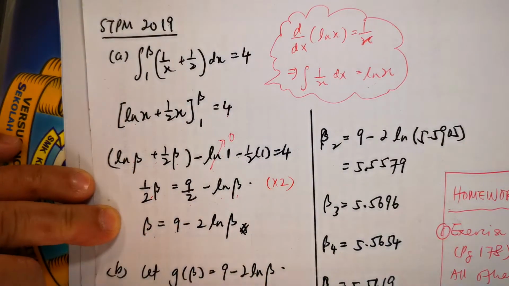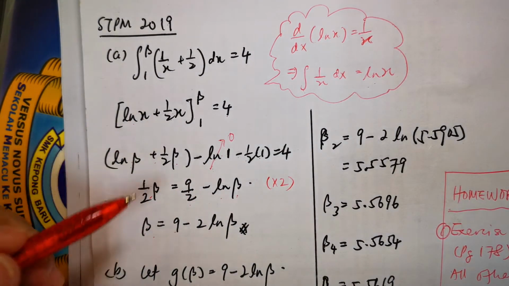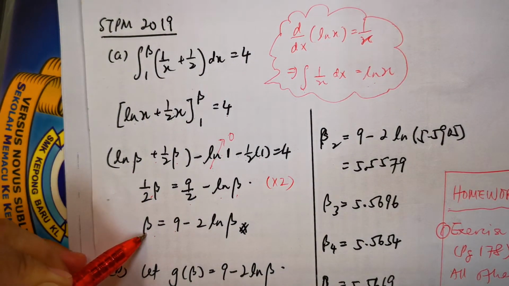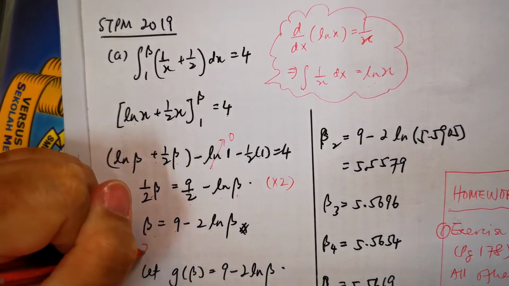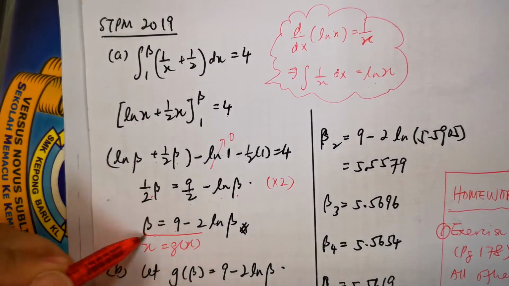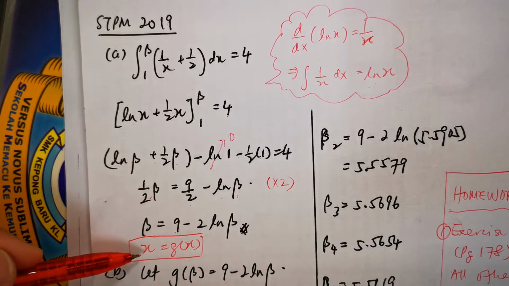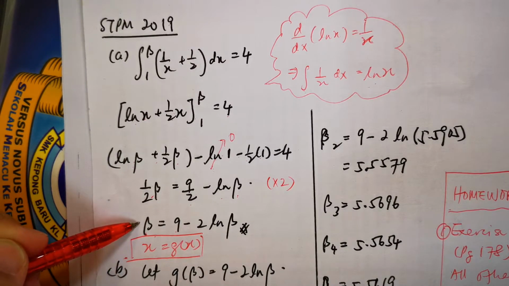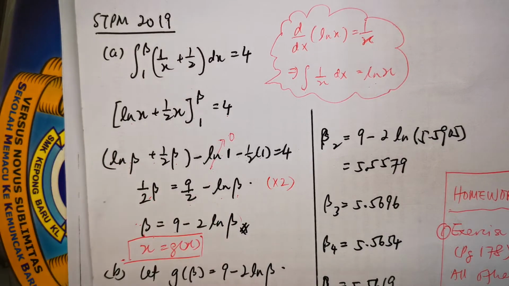Alright, now we want to use this. The question says use the iterative formula in A. Normally we use x, right? Normally we use x. x equals g(x). Iterative formula, x equals g(x). Now same, just that the x becomes beta only. So x becomes beta. So this is your g(beta).